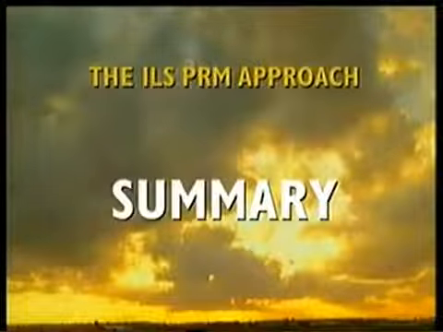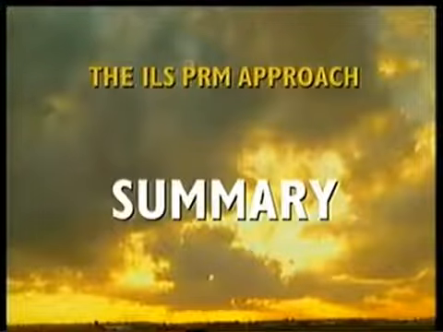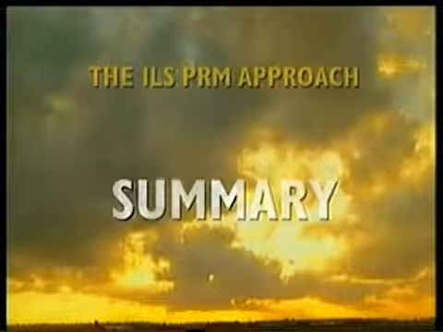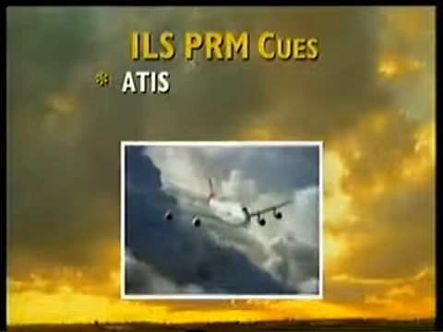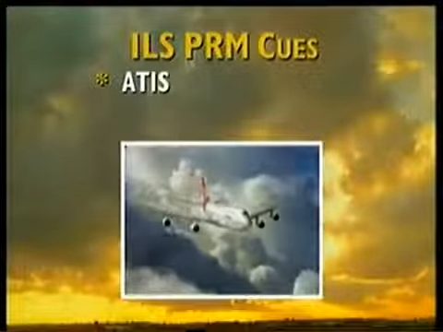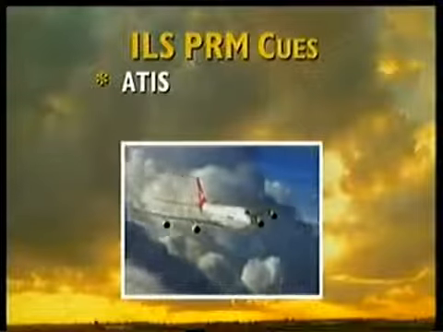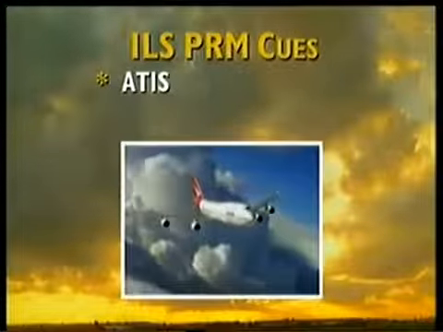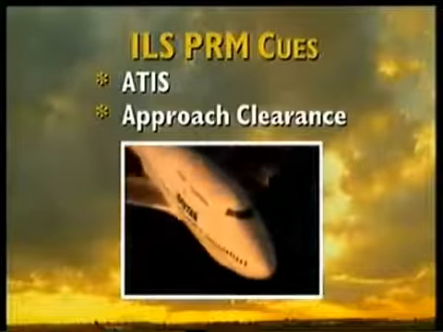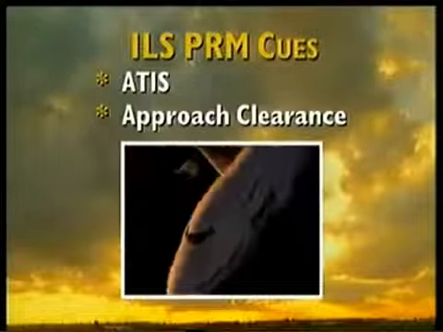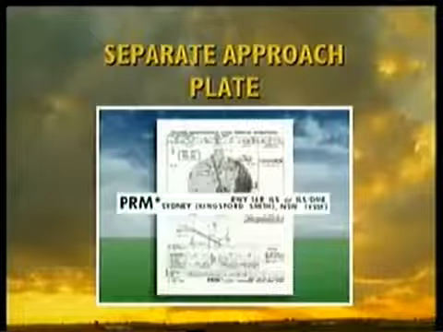Let's summarize the pertinent differences between a normal ILS approach and an ILS PRM approach. The ATIS will contain the words ILS PRM approach. This is a cue for pilots that ILS PRM approaches are in progress. Additionally, you may hear the preceding aircraft being cleared for an ILS PRM approach. You will have a separate approach plate for the ILS PRM approach.